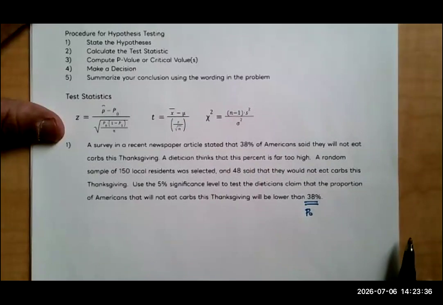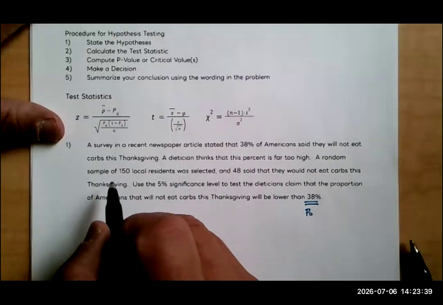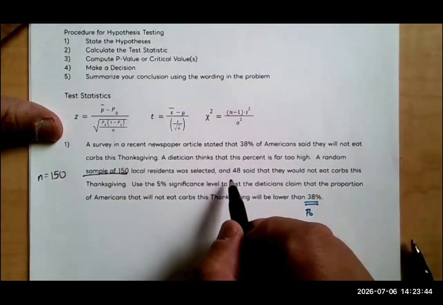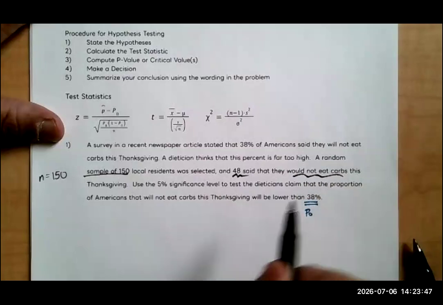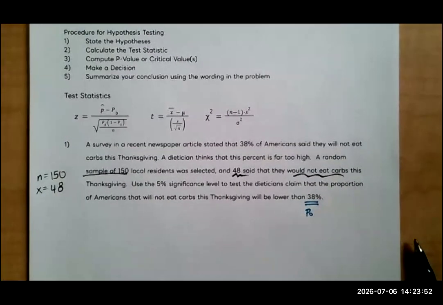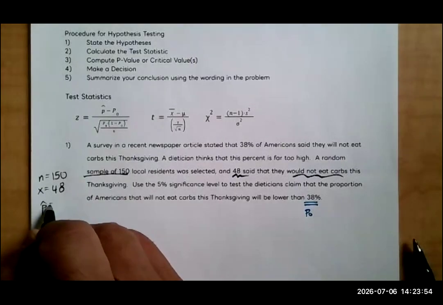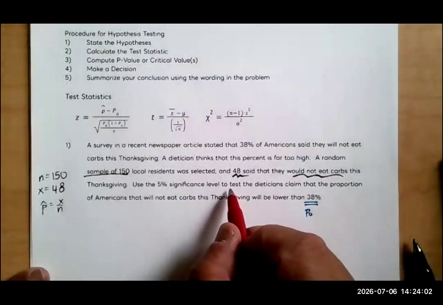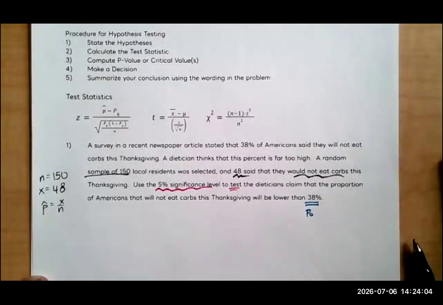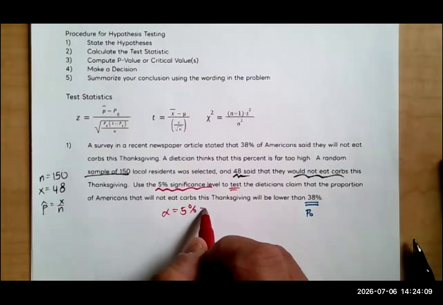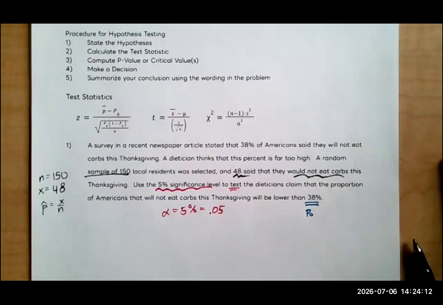Okay. Looking through some of these other values, right? A sample of 150 people, because there's our N. Of those, 48 are not going to eat carbs. So there's our X, the number of successes, the number of people that have that characteristic. Our P hat, our sample proportion, X over N. We'll compute that, 48 over 150. We're going to test at the 5% significance level. So our value for alpha, 5%, or 0.05.